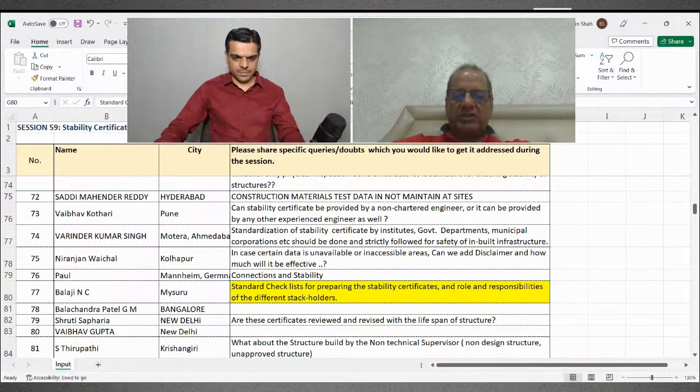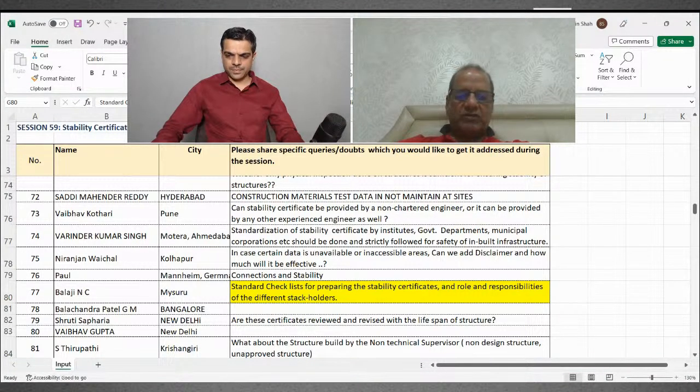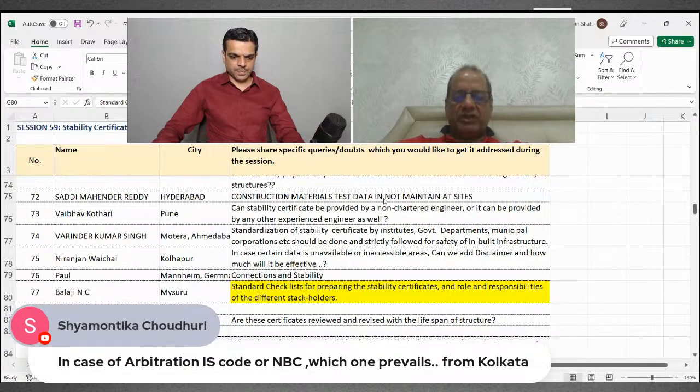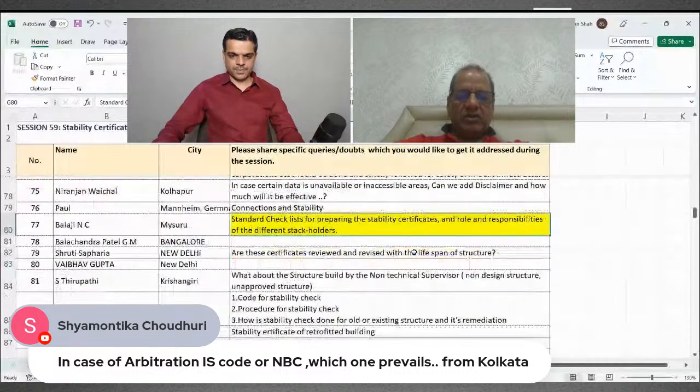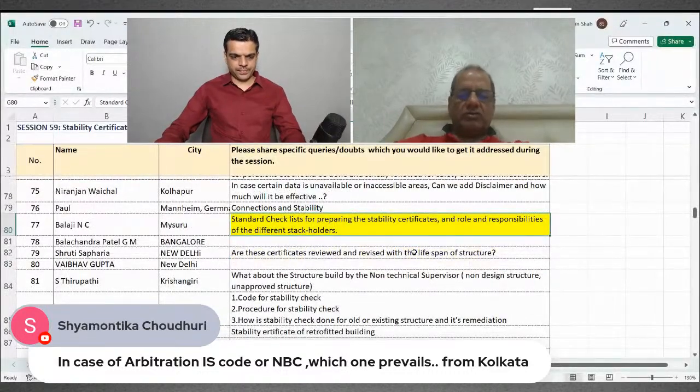Standard checklist for preparing the stability certificates and role and responsibility. I have mentioned you should specifically mention the building detail, codes, soil data, construction confirmation, then what are not covered, those disclaimers about the legal approvals, and about additional alterations done in the future, then the certificate will be null and void. If there is any additional alteration done, then the certificate will be null and void.